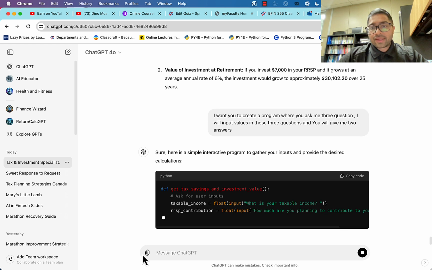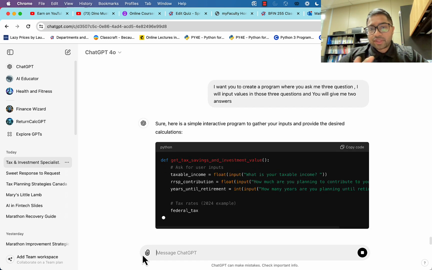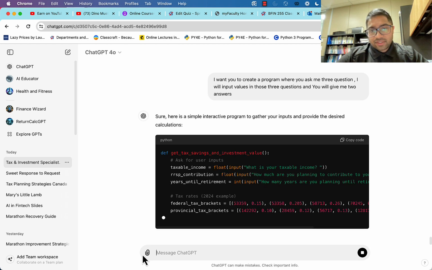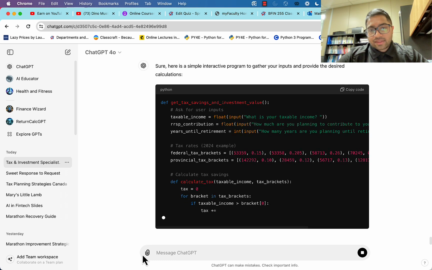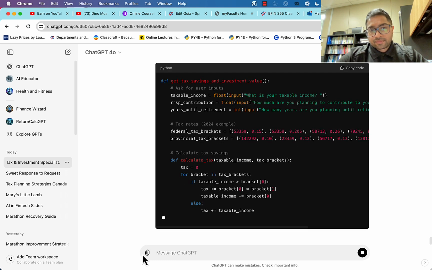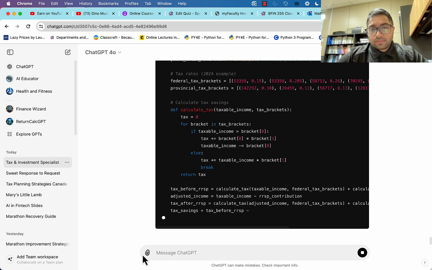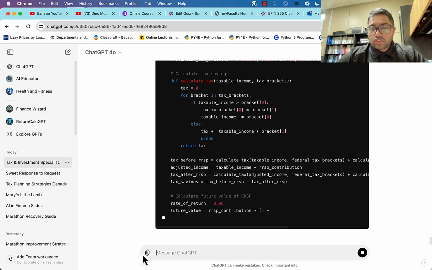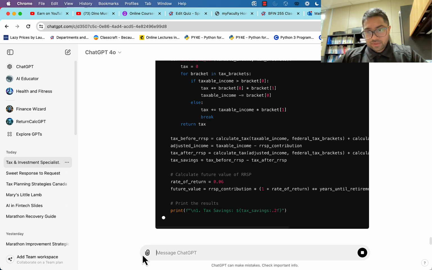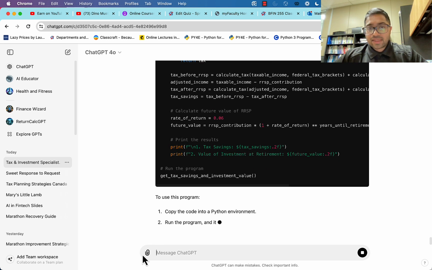Okay, if you know programming, it is asking you what is your taxable income, how much tax planning do you want, how many years to go. And then it's doing a bunch of calculations. It's feeding in tax brackets. Okay, it's calculating taxes. So we actually created a program which will be very helpful for tax planners and retirement investment planners.